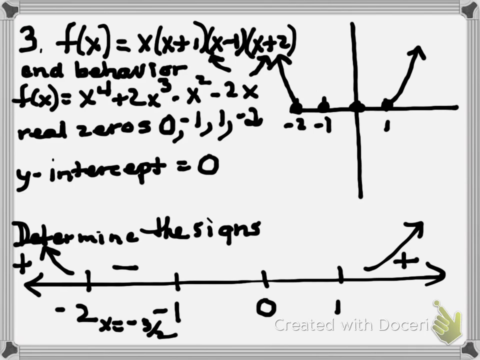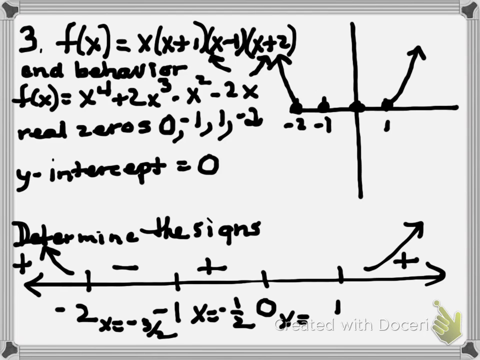Next, I'm going to check in the region between negative 1 and 0. I'm going to pick negative 1/2 in that region. Negative 1/2 is itself negative. Negative 1/2 plus 1 is positive. Negative 1/2 and negative 1 is negative. And negative 1/2 plus 2 is positive. Negative times negative is a positive, times positive times positive is going to give you positive in that region.